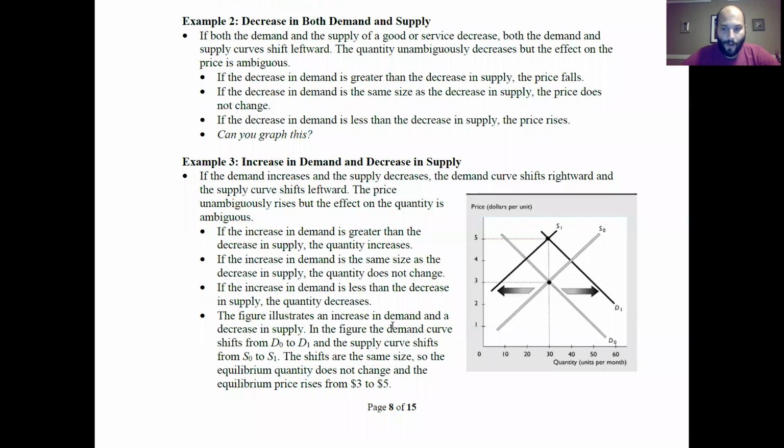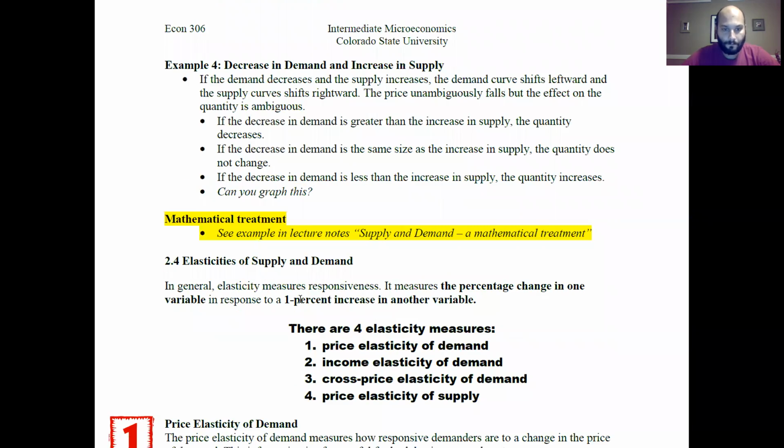The main takeaways really from this are kind of more what happens when we get shifts in supply and demand in the market, and what could cause them.